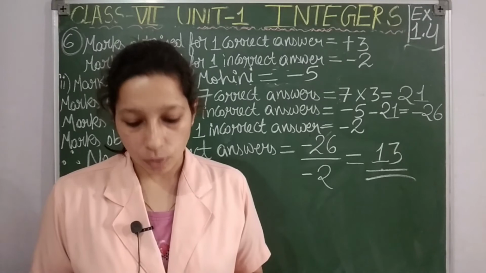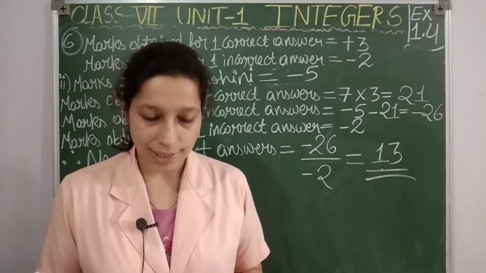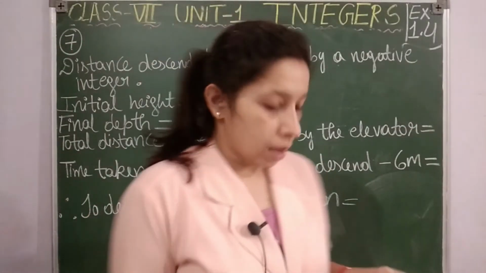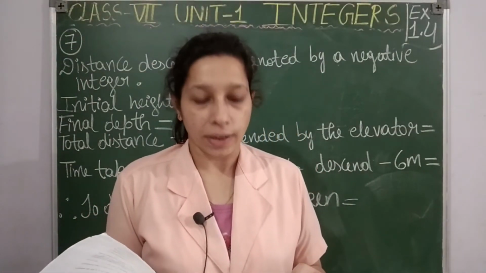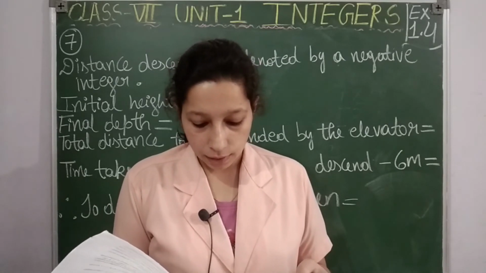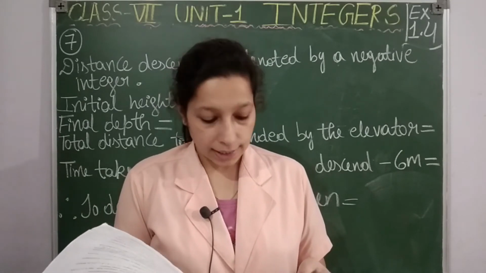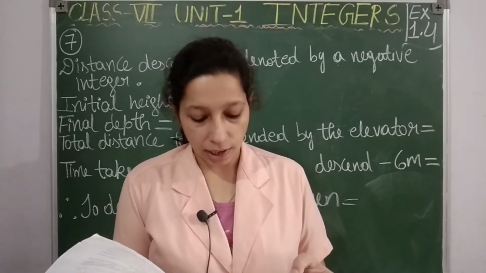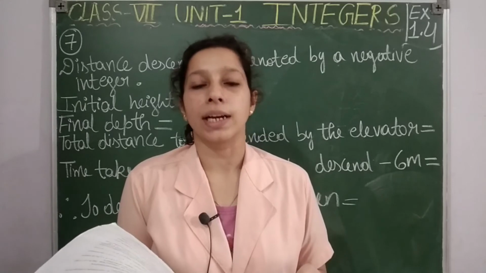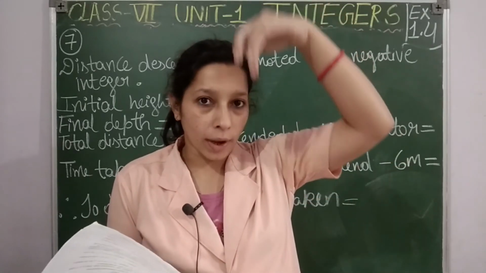Now the last question of this exercise, students, question number 7. An elevator descends into a mine shaft at the rate of 6 meter per minute. If the descent starts from 10 meter above the ground level, how long will it take to reach -350 meter? Descent means, students, it is going down, falling.